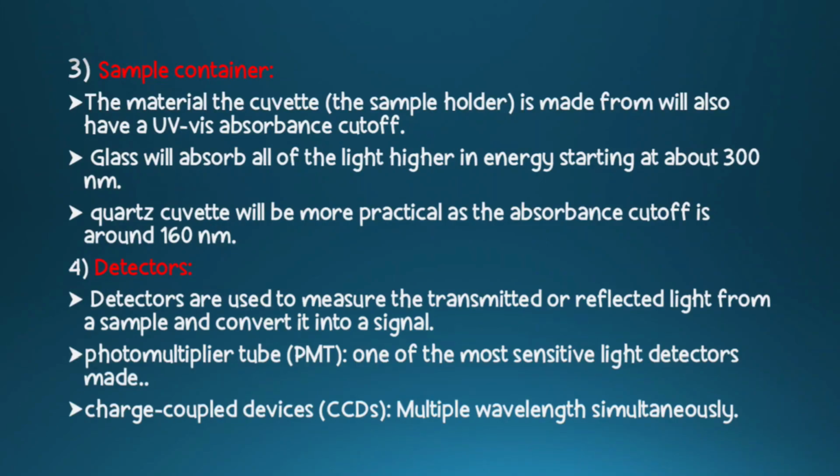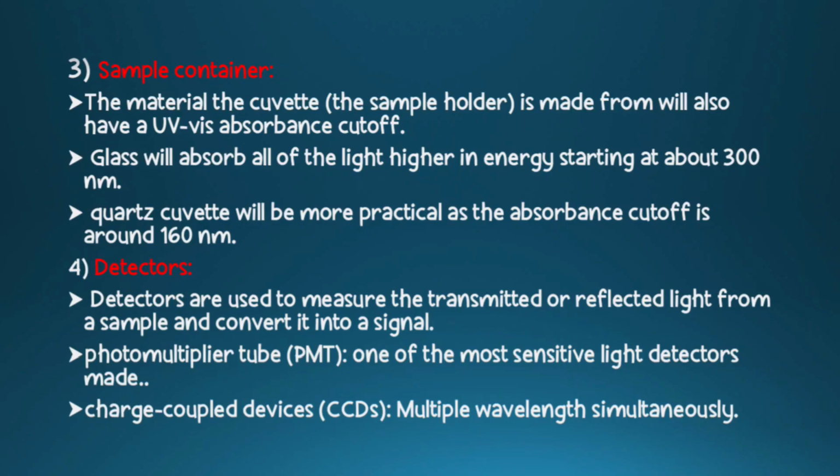Third one, sample container. The material the sample holder is made from also has a UV visible absorbance cutoff. Glass will absorb all of the light higher in energy starting at 300 nanometer. Quartz will be more practical as the absorbance cutoff is around 160 nanometer.